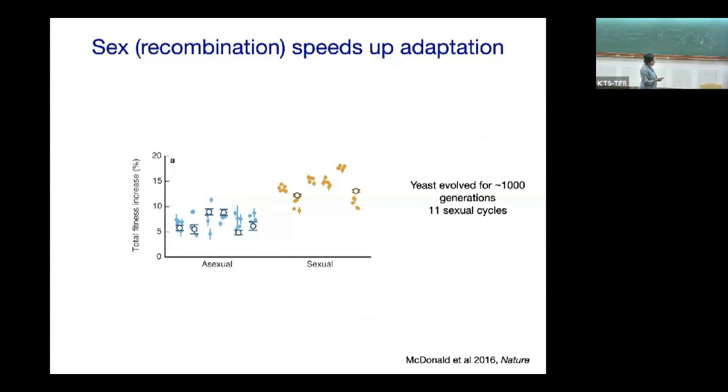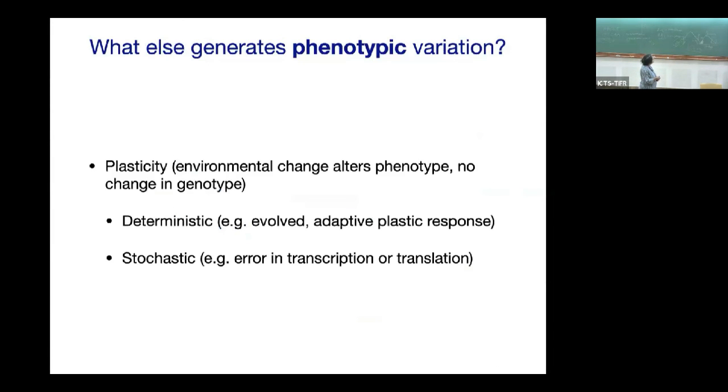Here's a nice example of experiments where people asked with yeast that were allowed to have sex versus not. Here the idea is that if you have sexually reproducing species, there's a chance for recombination to occur. And they find that total fitness increase is higher in the populations that were allowed to have sex and recombination compared to those that were not allowed to do this, right? All right. And then finally, what else generates phenotypic variation? This is coming back to somebody else asking about this earlier.